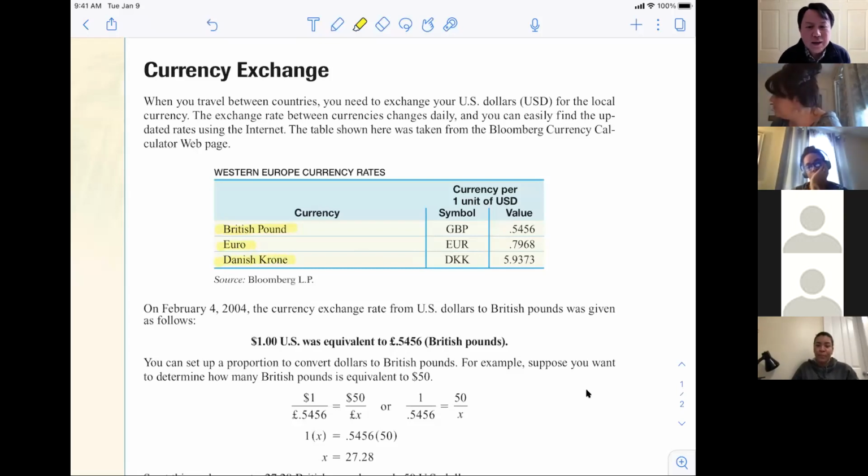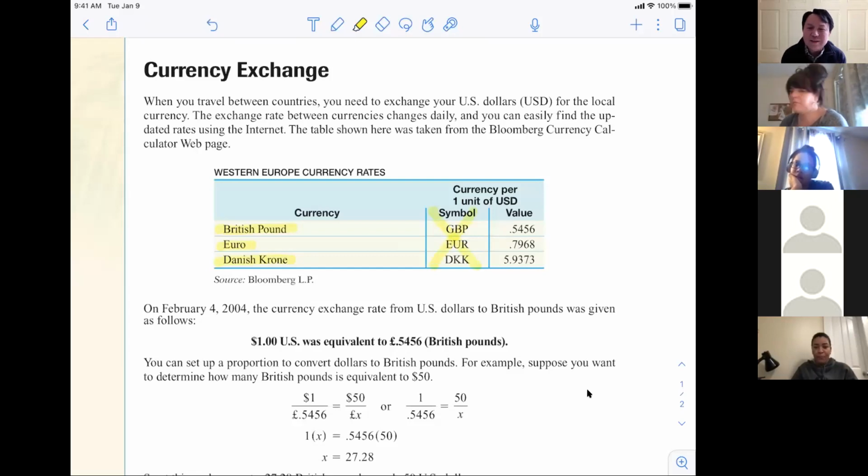You also see the symbols in the second column. Now the symbols are not particularly useful for us. I think the financial sectors prefer to use symbols as abbreviations, I suppose. But you don't really have to worry about the symbols here. But I want you to take a look at the last column in the table, the column that is labeled value.